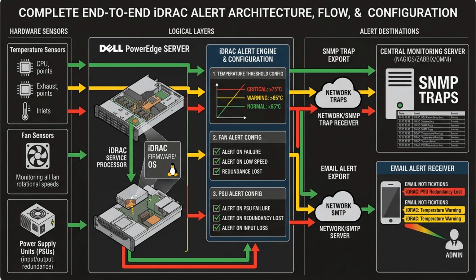iDRAC monitors all hardware sensors continuously in real time. It tracks CPU temperature, fan speed, and power supply status. You can configure email alerts for any hardware failure event. Go to iDRAC web UI, then alerts, then alert settings. Set temperature thresholds to trigger alerts before damage occurs. Configure SNMP traps to integrate with tools like Nagios or Zabbix.